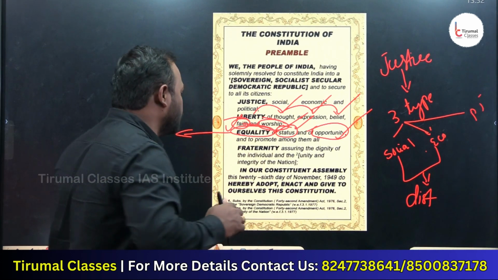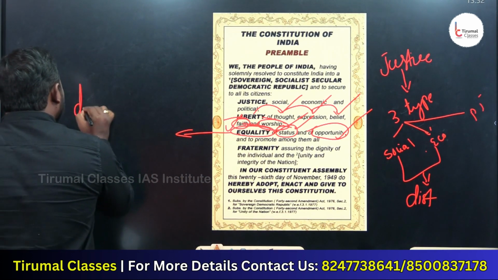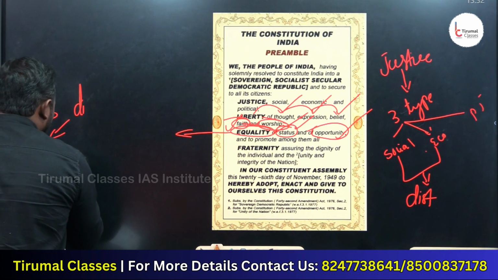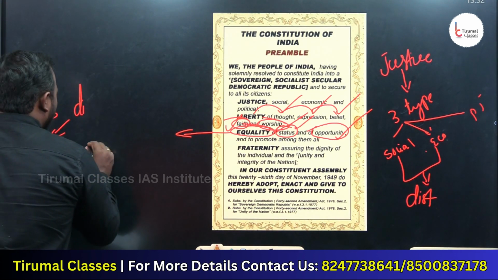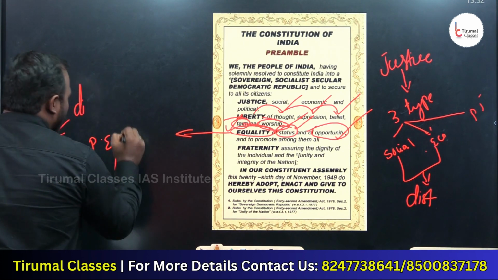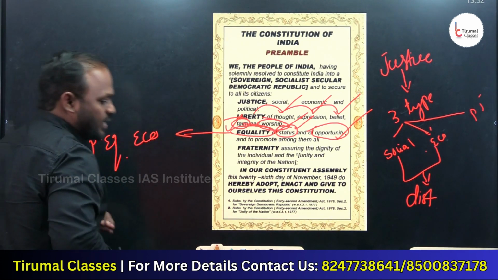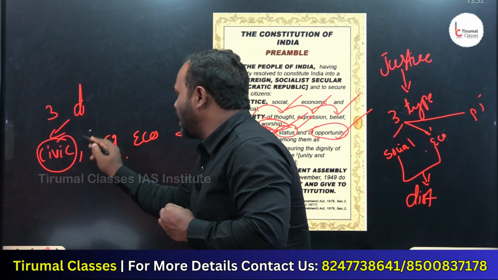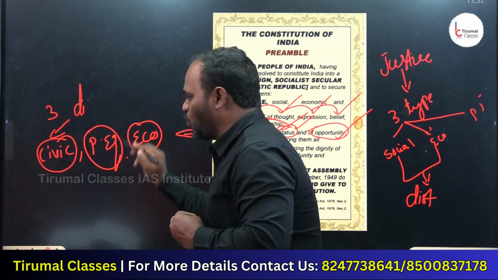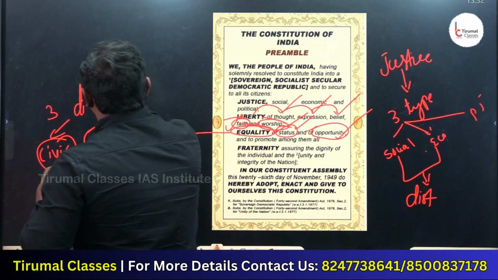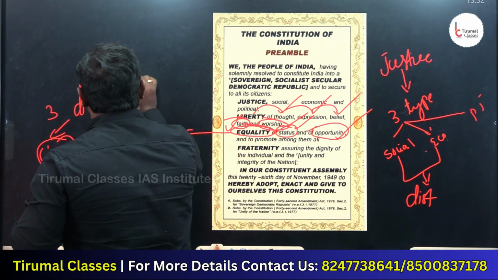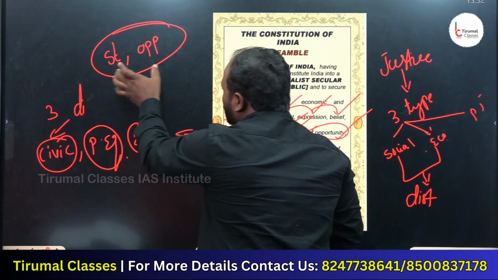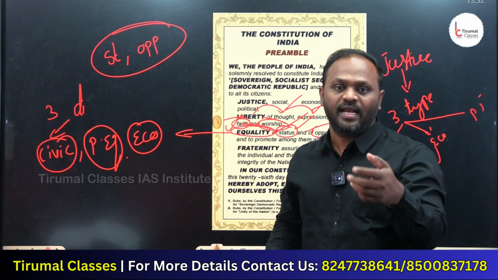When I say equality, we will discuss equality in three dimensions. What are the three dimensions? One is civic equality, next is political equality, and then economic equality. But the Constitution said every citizen must get equality of status and equality of opportunity. It is common for everybody. There is no special treatment or special privilege to anybody.